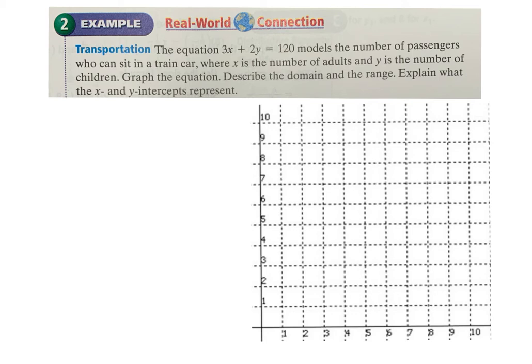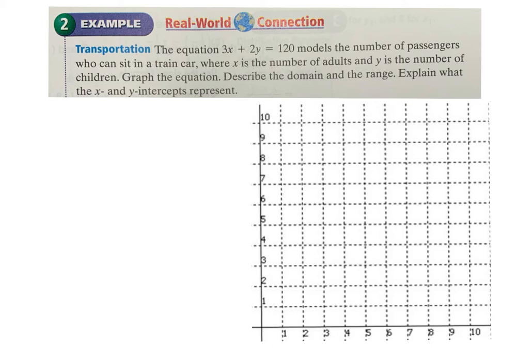All right, so when I do this graph, I am not going to do 1, 2, 3, 4, right? Because I know that I have this 120. The first thing you want to do is figure out what your x and y intercepts are and then decide how you're going to set up this graph. What's the most logical way to do this?